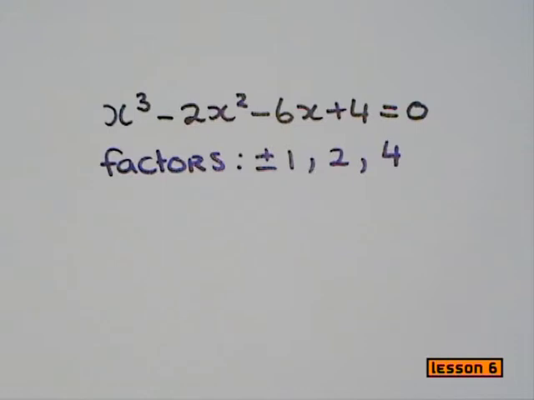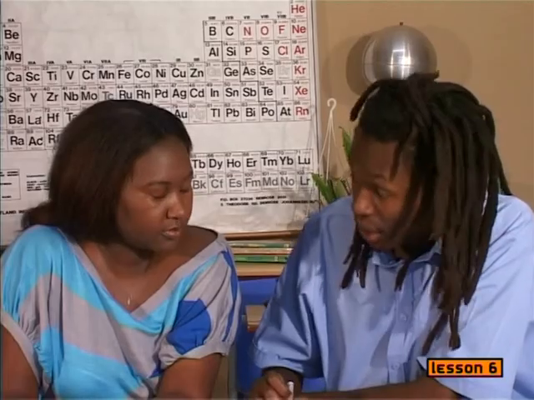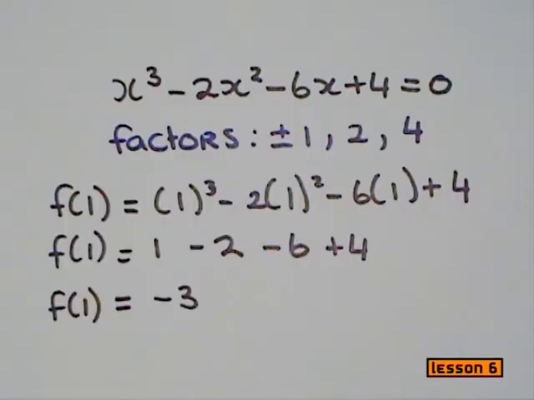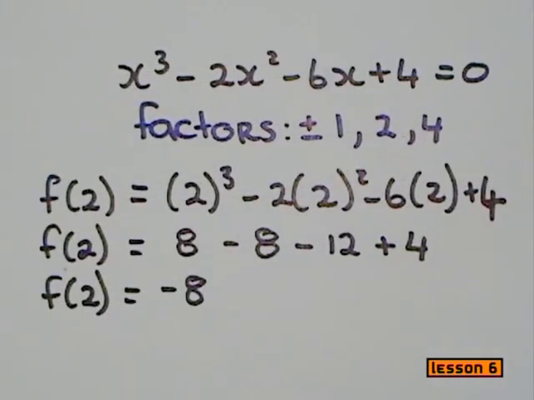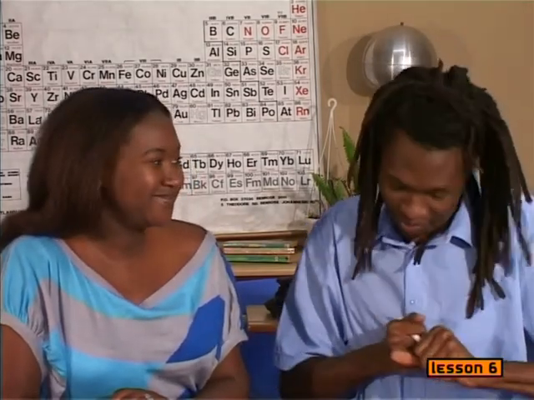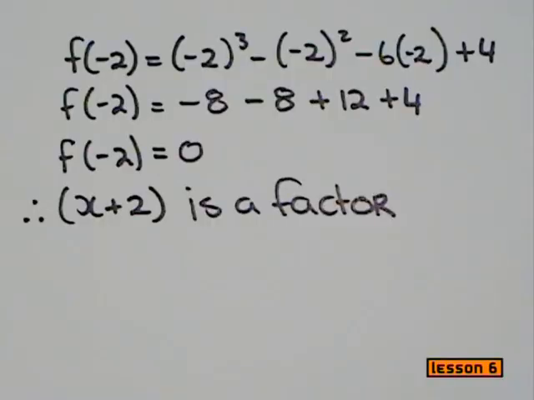Let's see. The factors of 4 are plus or minus 1, 2, or 4. I'll try 1 first. No, it isn't a factor. Okay, I'll try 2. 2 doesn't work either. Why don't you try a negative number? Maybe negative 2. Good idea. If I substitute in -2, it gives me 0, which means that x plus 2 is a factor.